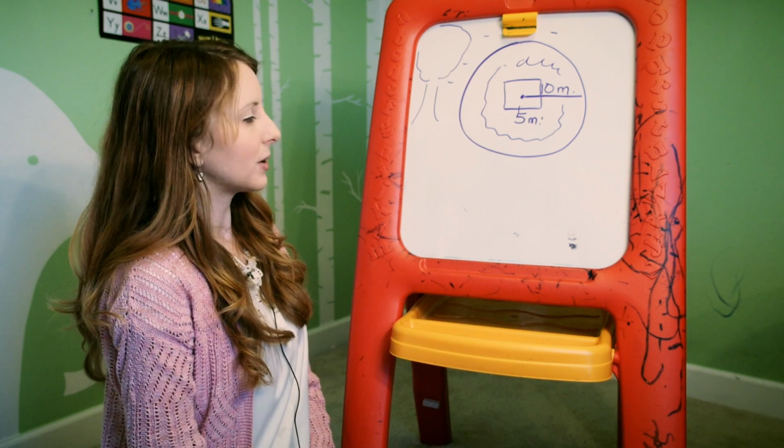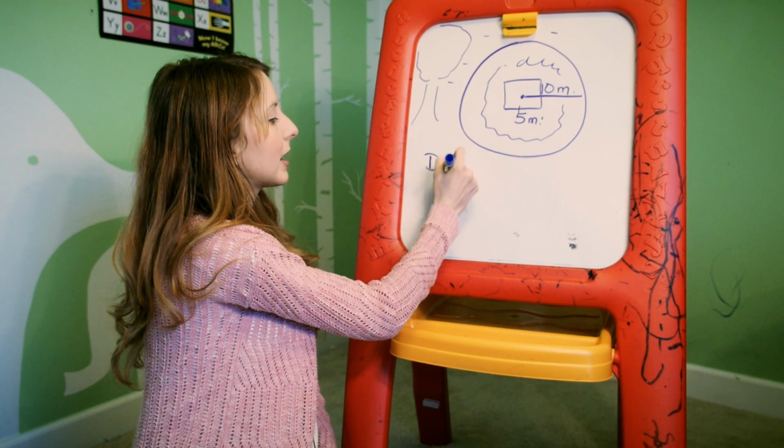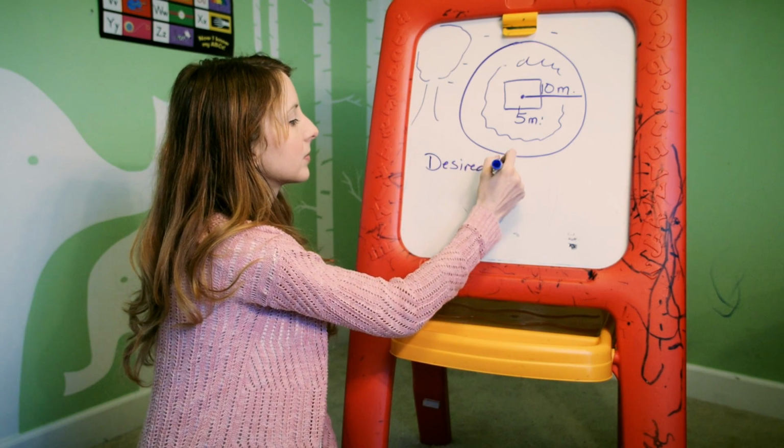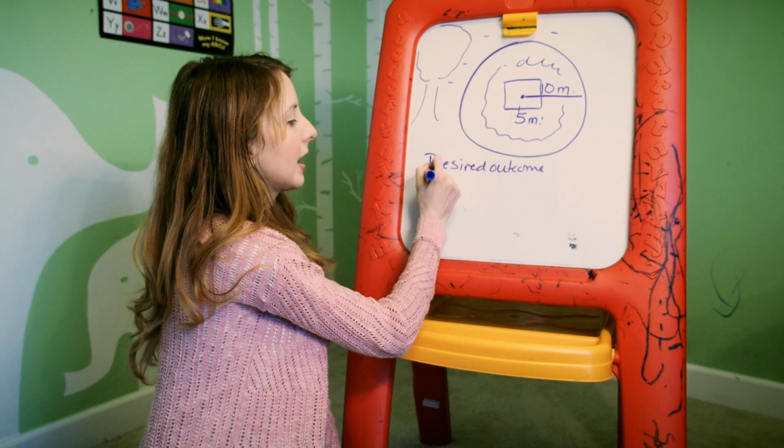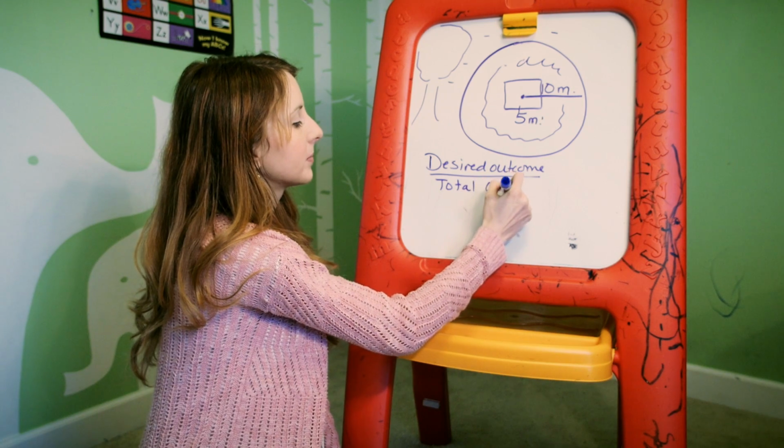All right, what we're gonna do again is take the probability ratio, which is your desired outcome, and put it over the total outcome.